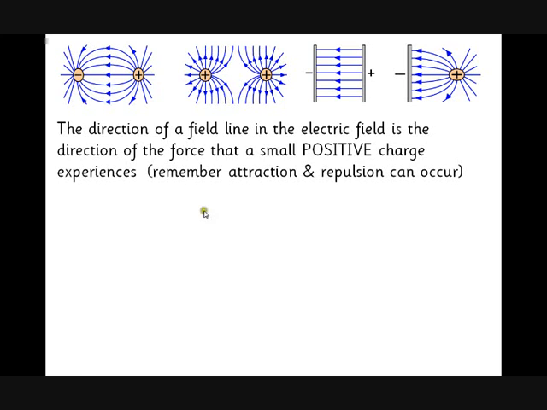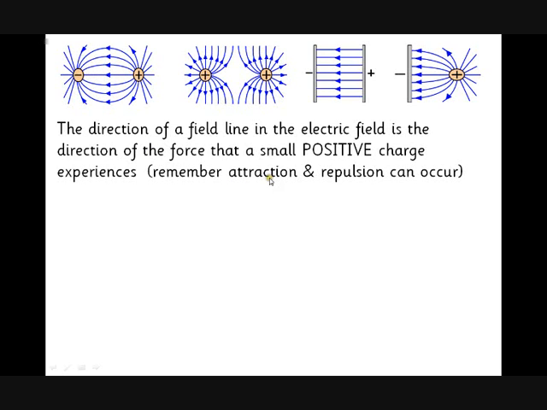There's a mixture here. If you've just got a negative charge and a positive charge here, then notice that the field lines go from the positive to the negative. This is because the field lines show the direction of the force that a positive charge would experience. So if you plonk a positive charge in the middle here, it's going to be repelled from the positive and attracted to the negative. So it would move in the direction of the arrow.